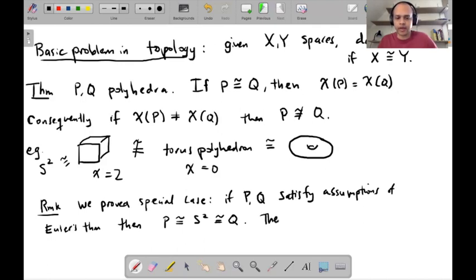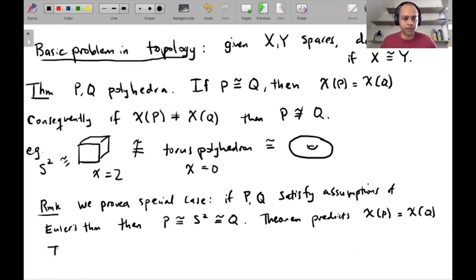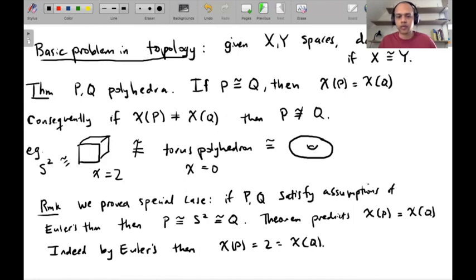So let me say it this way. The theorem predicts chi of P is chi of Q. And indeed, by Euler's theorem, chi of P is 2, and same for chi of Q. Okay, so this theorem generalizes Euler's theorem.